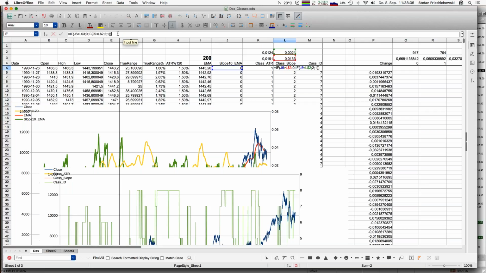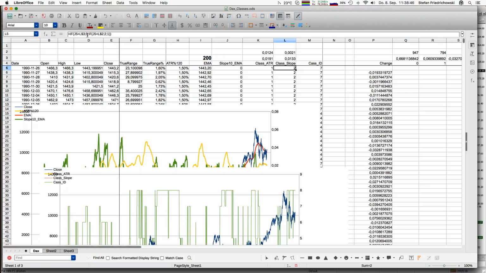So when the slope of the EMA is higher than the upper limit, then we put a 0 for the class identification, or class number, for slopes. So if both are 0, it means both class ATR and class slope are 0, which means low values for ATR and high values for the slope of the EMA.